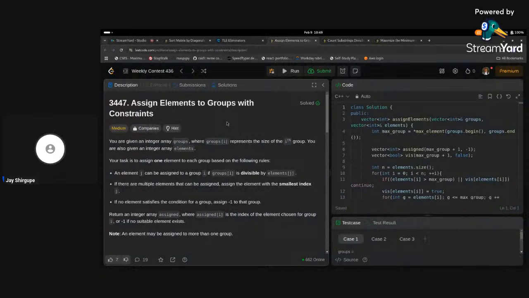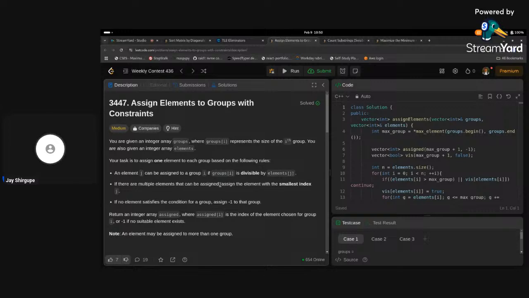The second question was assign elements to groups with constraints. Now, in this question, we are given an array groups where groups of i represented the size of the i-th group, and we are also given an integer array elements. Our task was to assign one element to each group. We had the following rule: if you wanted to assign an element j to some group i, that can only happen if that element divides the size of that group.